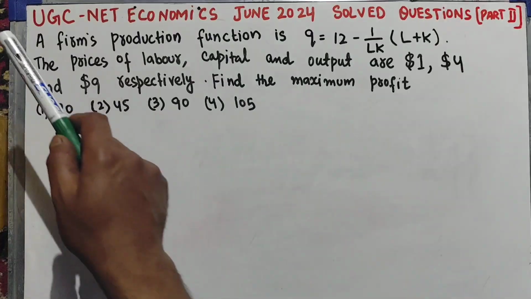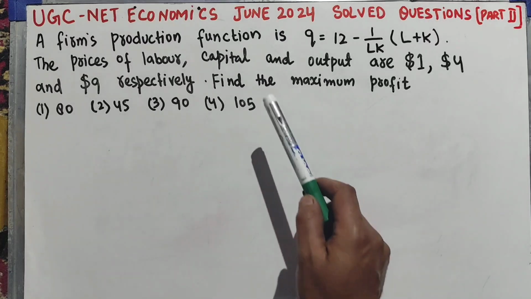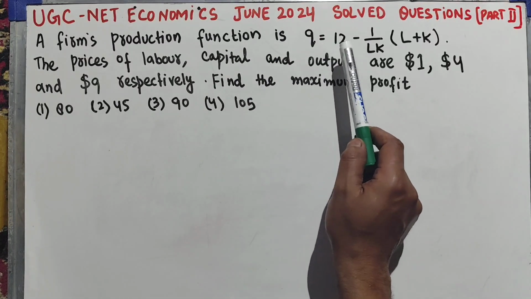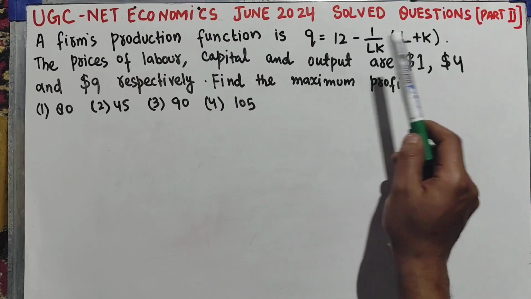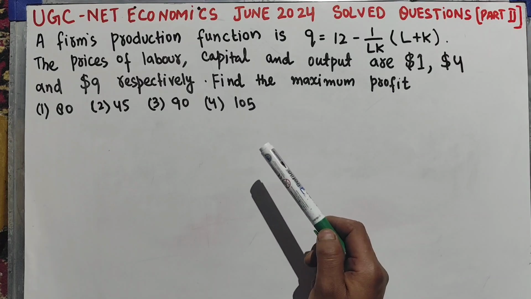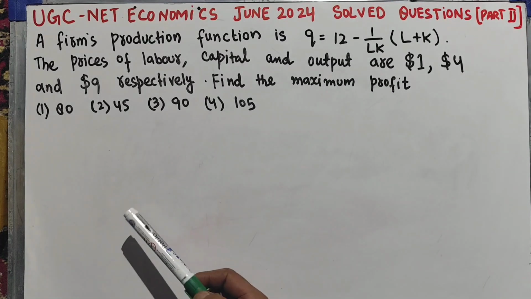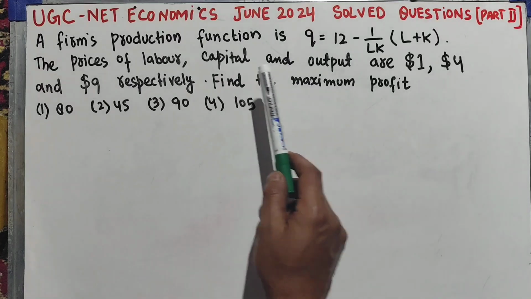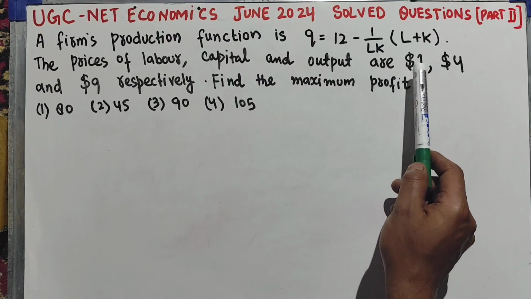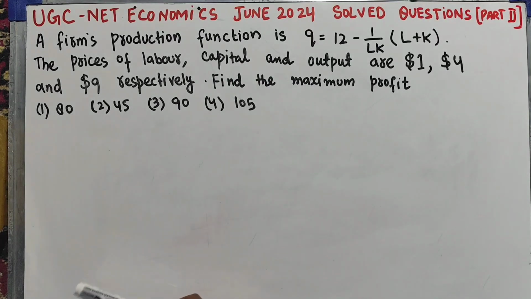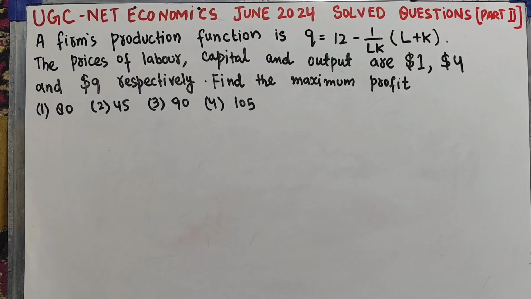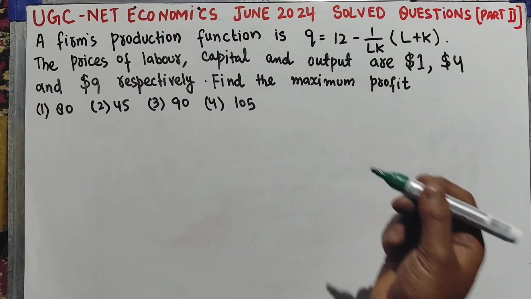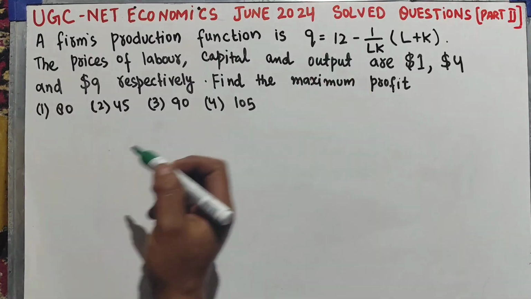The question is, a firm's production function is given as Q equal to 12 minus 1 upon L into K times L plus K. L and K denote the units of labor and capital employed, and Q is the total output. The prices of labor, capital and output are given as $1, $4 and $9 respectively. We have to find the maximum profit. So let's write the given production function, that is Q.